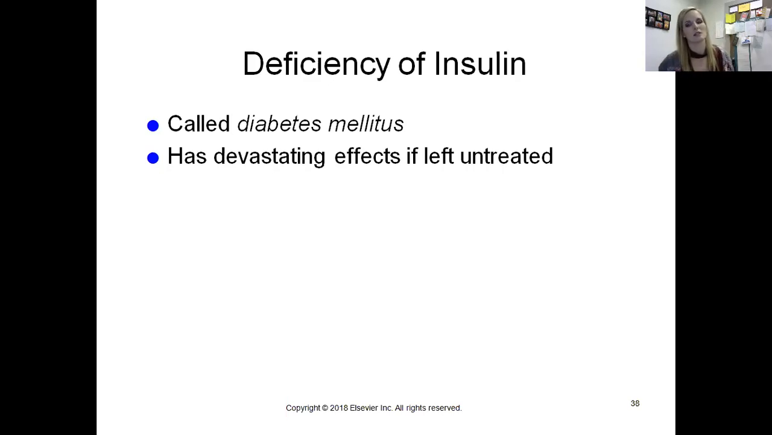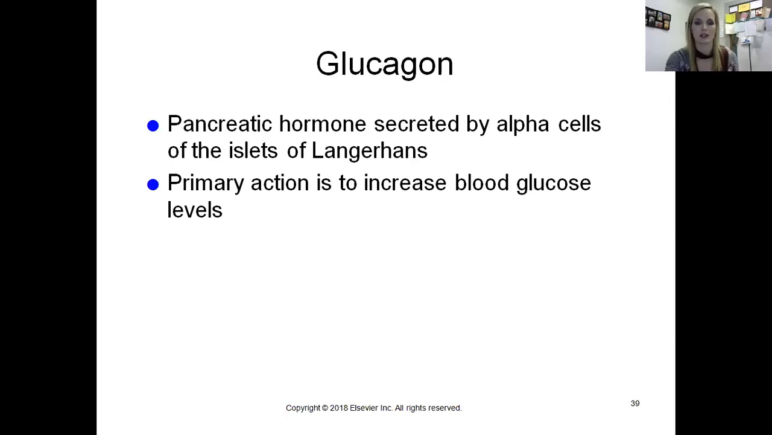So this is where diabetes mellitus comes in. If you or anybody you know has diabetes, it means that their body or their pancreas is not producing the levels of insulin that they need. And oftentimes they have to take or inject insulin. It has devastating effects if left untreated, because glucose has a huge role in our entire body, and if not regulated properly, it can really throw us off balance. So it's really important to be regulated.